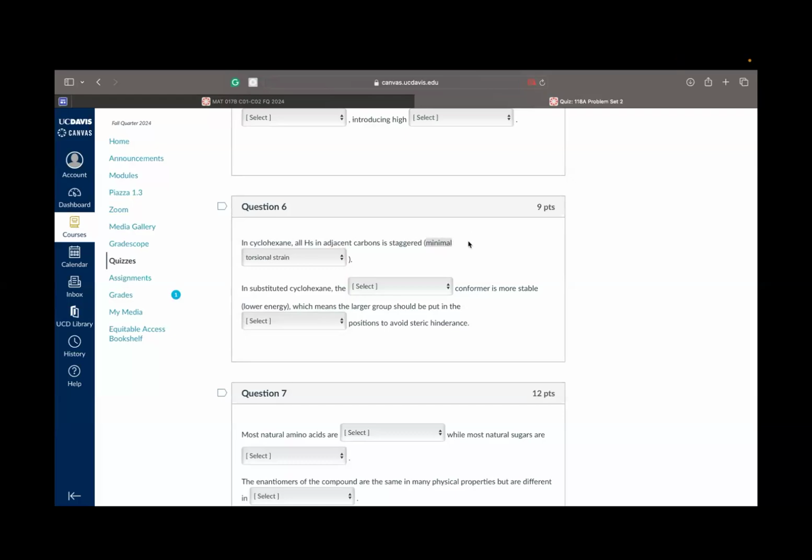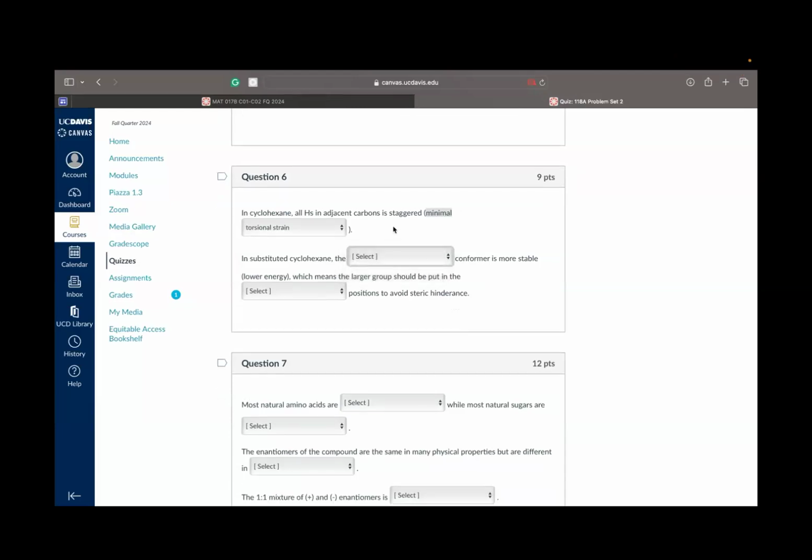How does saying minimal help? If minimal wasn't there, it looks like the staggered groups will have torsional strain, right? But the staggered groups will have less torsional strain, because they are away from each other. They're not touching each other, they're not eclipsing each other, so they don't have torsional strain. Okay, that makes sense.